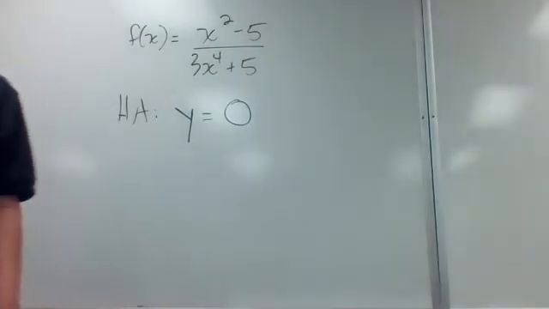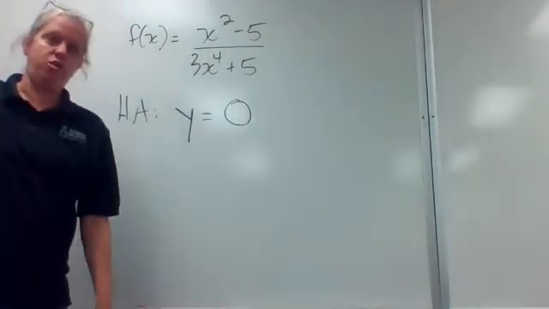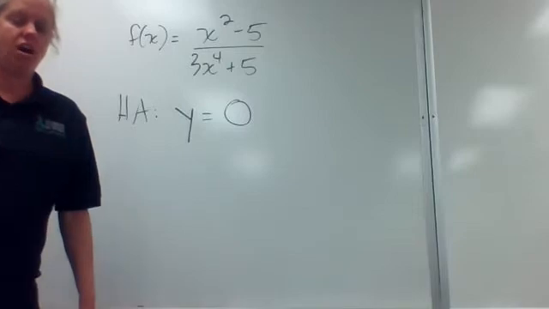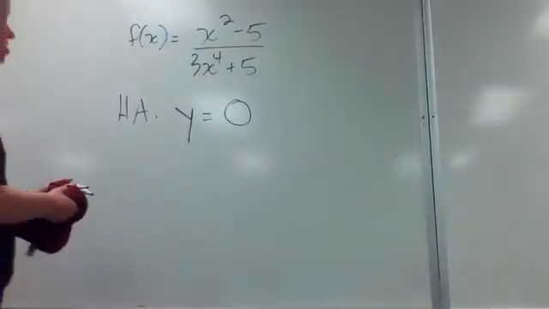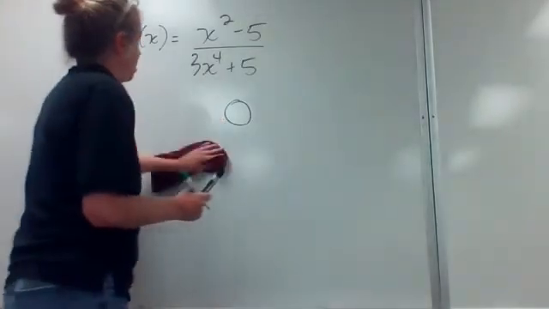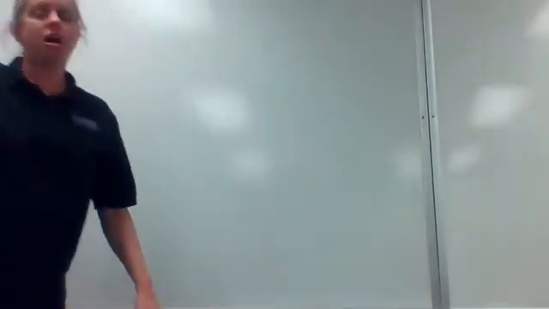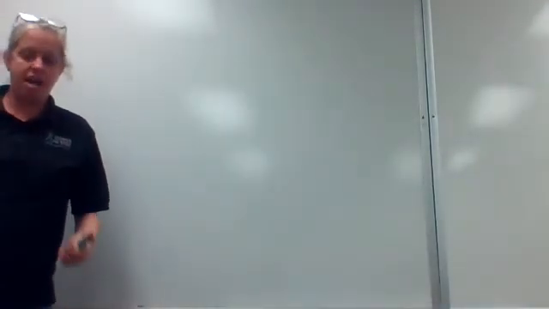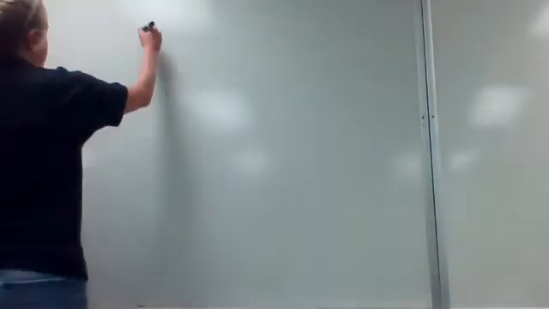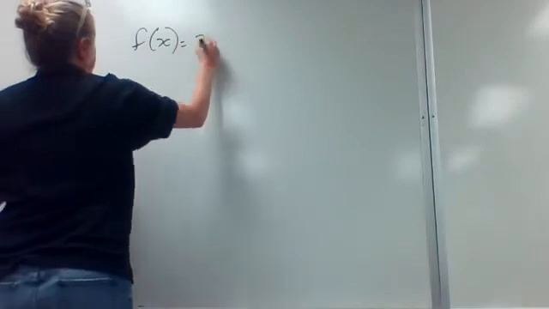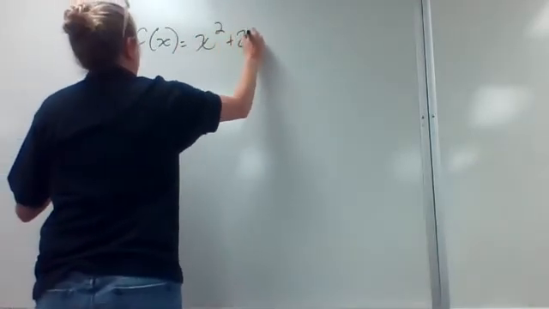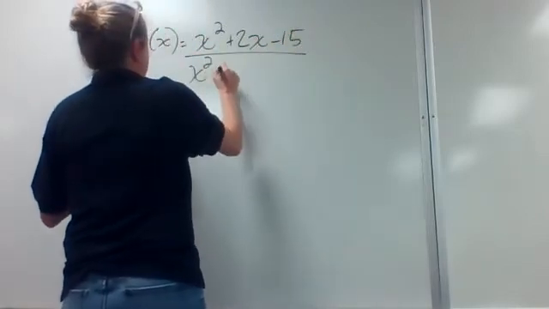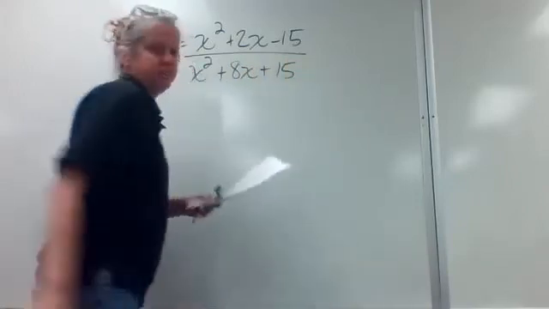All right, the next 2 problems are asking all the questions: the domain, the vertical asymptote, horizontal asymptote, x-intercept, y-intercept, all that. So the first thing I'm going to do on these next two problems is find the zeros of the numerator and denominator, right? Because that's going to answer a lot of the questions for me. Okay, so the function is f of x equals x squared plus 2x minus 15 over x squared plus 8x plus 15.